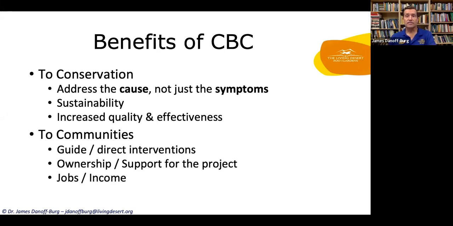So they're more likely to benefit by being able to guide and direct the interventions. They have greater ownership and support for the project because they're involved in its creation and development. And also, if they benefit through the creation of additional jobs or better jobs or improved income, it's fantastic. There are many other benefits. These are the main ones that I think summarize most of them. So the benefits of community-based conservation are huge to both conservation and to communities.